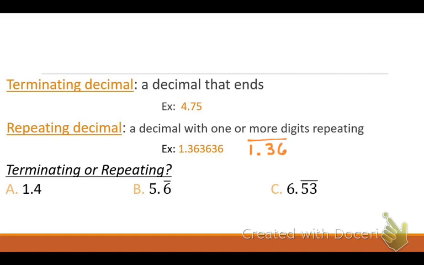And should I put that bar over the whole thing? No, just the 36. Why just the 36? Because that's the only part repeating. You are correct. So now we're going to look at these three examples down here to help me understand whether these are terminating or repeating decimals.